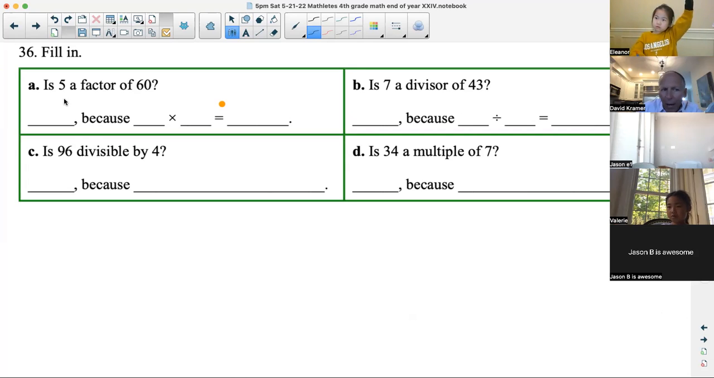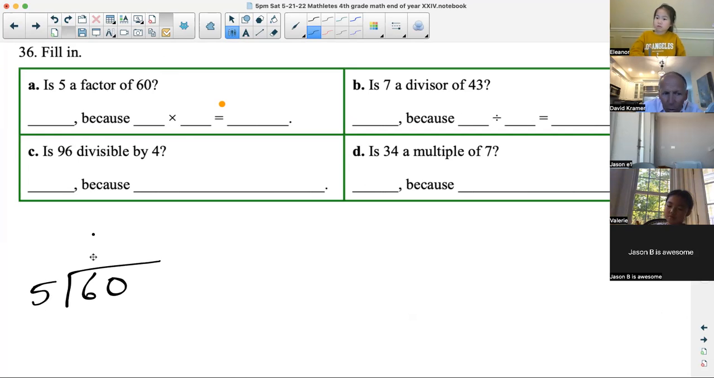No. Why does 5 not go into 60, Valerie? Because 5 isn't an even number. Doesn't have to be. The divisibility rule for 5. I know. That the number ends in what, guys? 0 or 5. If it ends in 0 or 5, Valerie, take 60, divide it by 5.